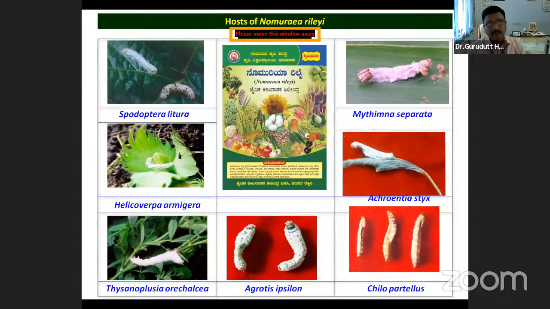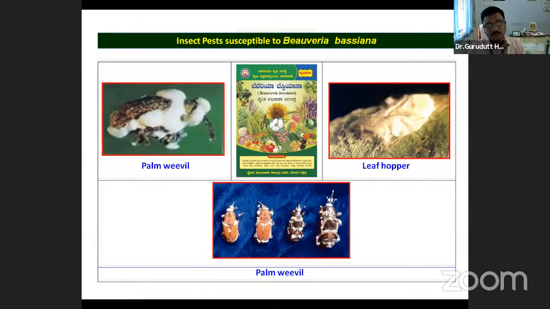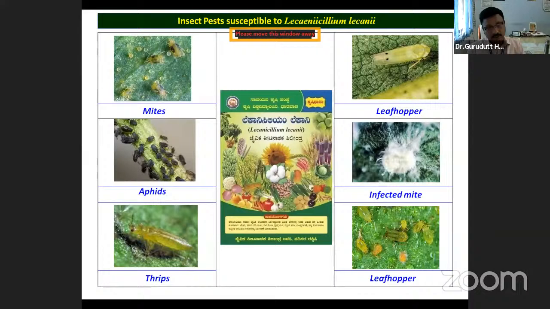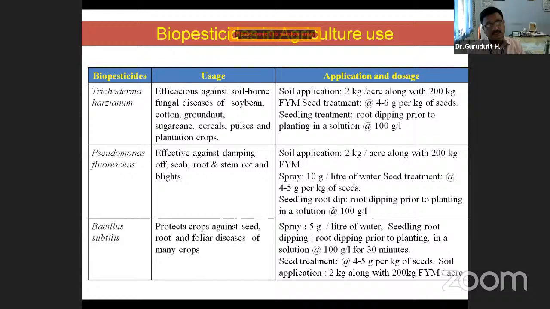Similarly, Nomuraea rileyi is used for Spodoptera litura, Helicoverpa, Mythimna separata, and many other insects, and Beauveria bassiana for palm weevil and leafhopper is being produced, and many coffee estate and tea estate farmers purchase it here. Lecanicillium lecanii, especially for sucking pests, is also commercially produced and sold to various stakeholders for the management of mites, leafhoppers, thrips, aphids, etc. Then coming to the usage, because most of them here are students, just to refresh their mind.